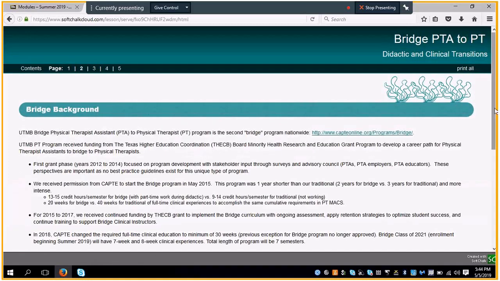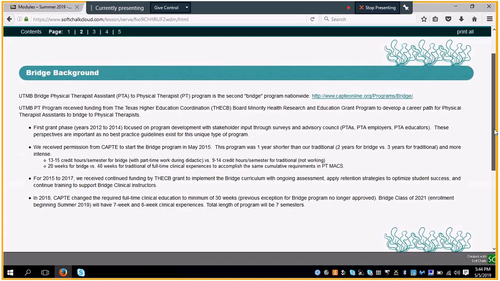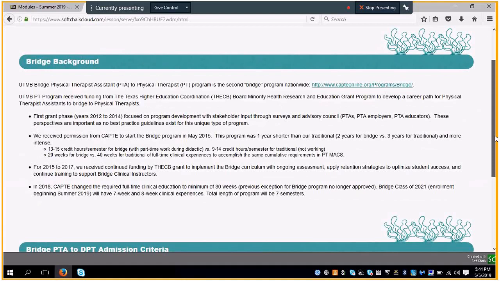Okay, I have a little bit of Bridge background and history information for you, much of which you're probably already familiar with applying to our program, but it's just to give you a little bit of background in case you weren't aware of all of this information. And so this is not part of the major objective, it just helps with context.